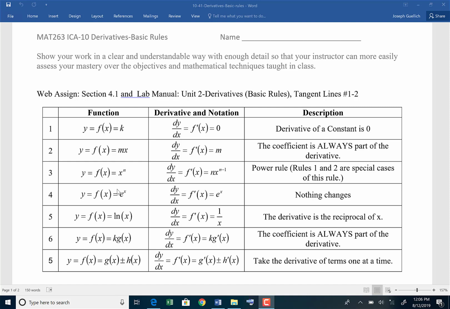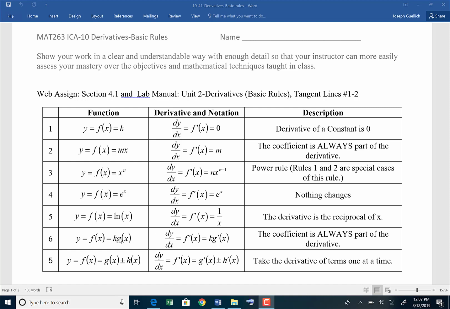The fourth rule is for an exponential function, e to the power of just x. Nothing changes. The derivative is e to the power of x. Fifth rule, natural log. There are other logarithms, but we don't deal with them. The derivative of the natural log is 1 divided by x. Notice the derivative does not have a logarithm as part of it.